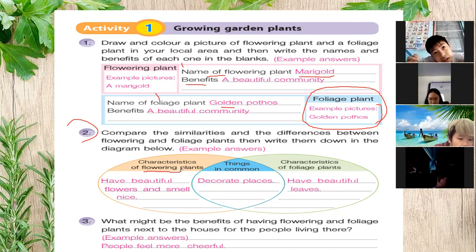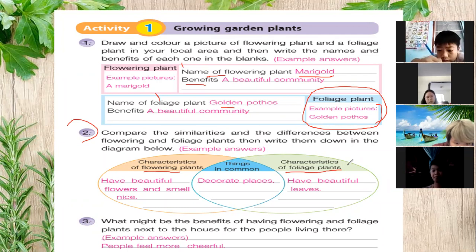So for example, you have to write down the characteristics of flowering plants, and then you have to write down characteristics of foliage plants. Both of them you have to write down, and then what are the things which are common between those types. Like for example, flowering plants, the characteristic is that it can have a beautiful flower and smell good. If you have a beautiful flower, they also have a good smell. It is the characteristics of flowering plants.